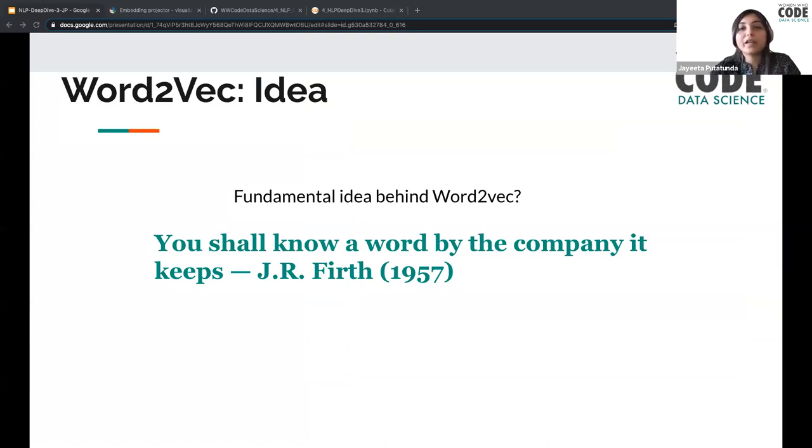Word vectors are built on the fundamental idea that you shall know a word by the company it keeps, right? How do we know what a word means? We know it by the context that it has been used in. So basically, if you have a large corpus, you can make a data set with tuples, where each tuple has one word, say X, and another word, say Y, that's in the context of the first word.